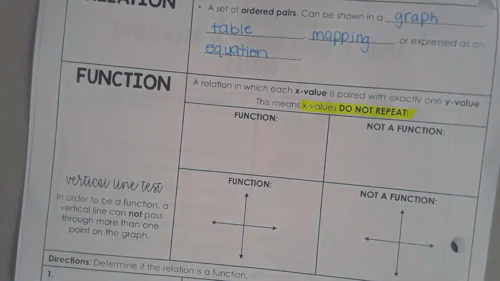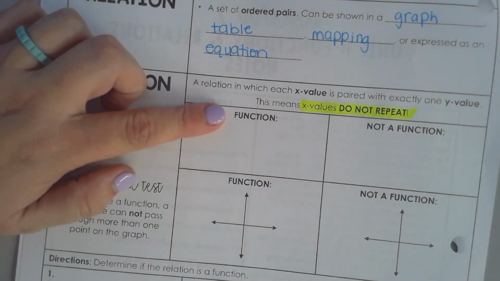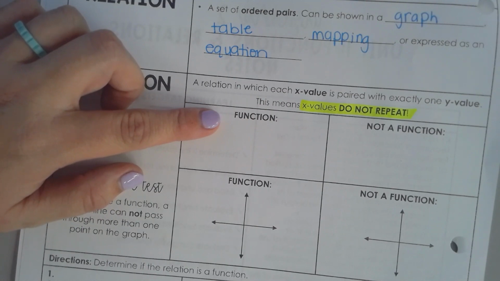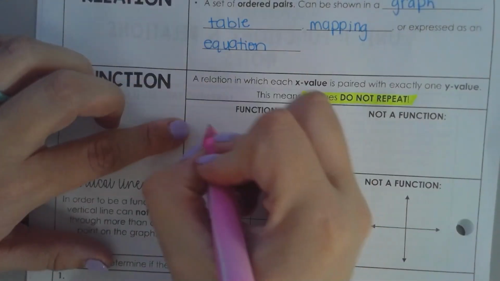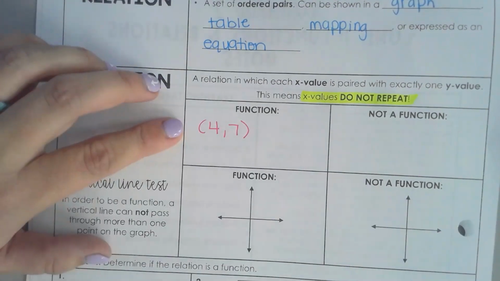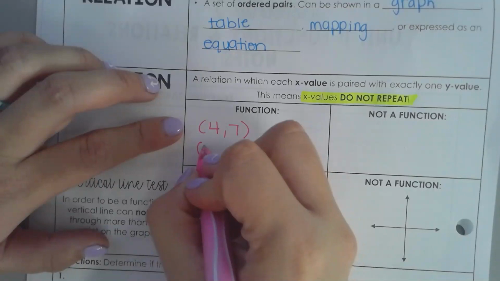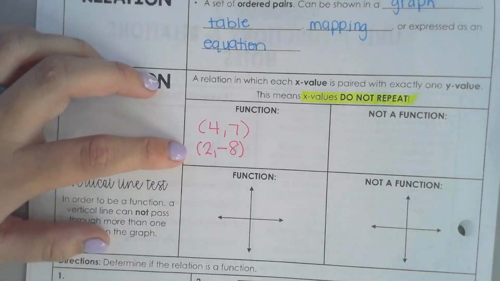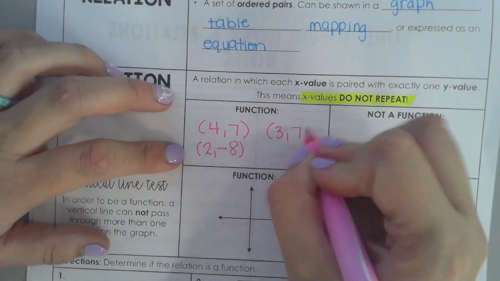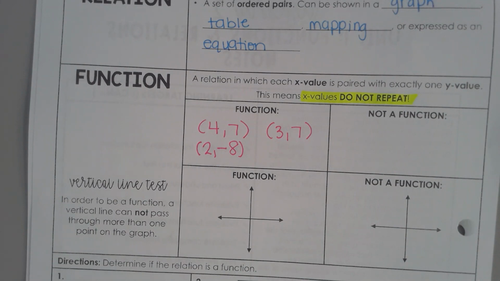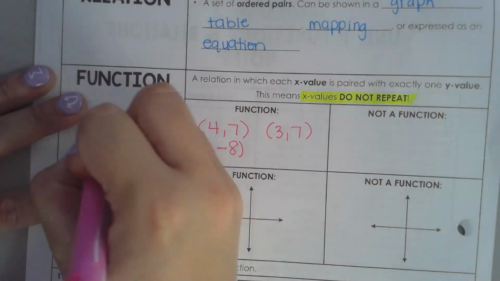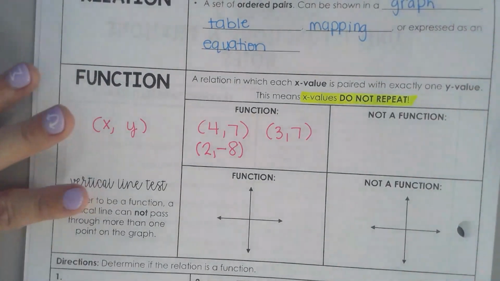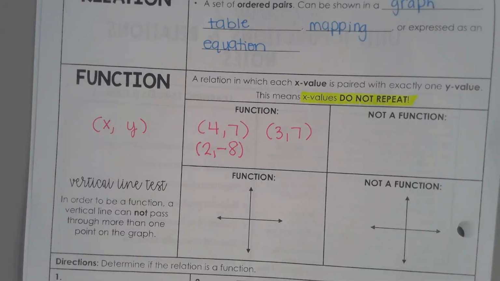So my first example, I'm going to just write out 3 points that would be a function. So all 3 of my points need to have a different X value. So for example, 4, 7. The point 2, negative 8. And the point 3, 7. In case you have forgotten, in a point, the first number is an X, the second number is a Y. So are all of my X's different? Yep. It doesn't matter. I only care about X, and they're all different.